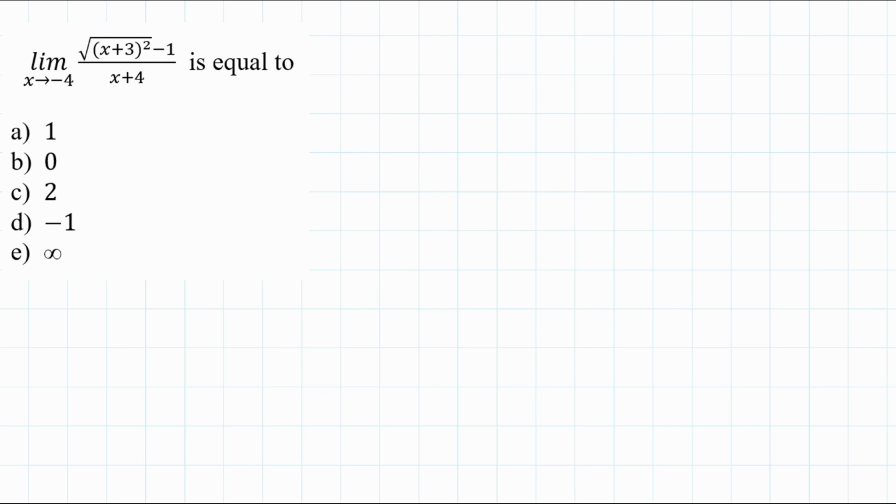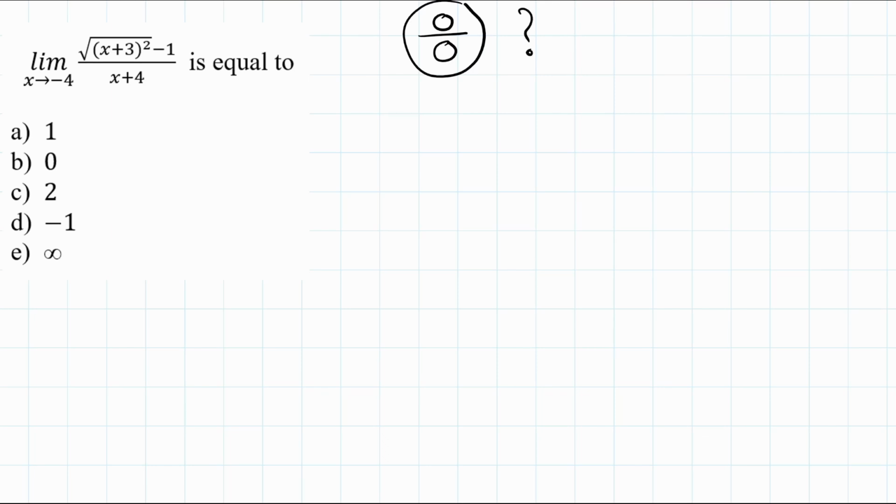As usual, to deal with this limit, we do a direct substitution, and if you substitute -4 for x, then you will see that the numerator is going to go to 0. The denominator will also go to 0, and this is indeterminate, and we have to do something about it.